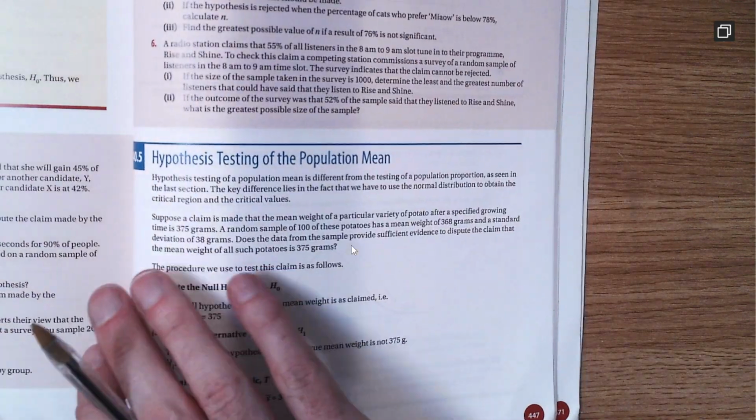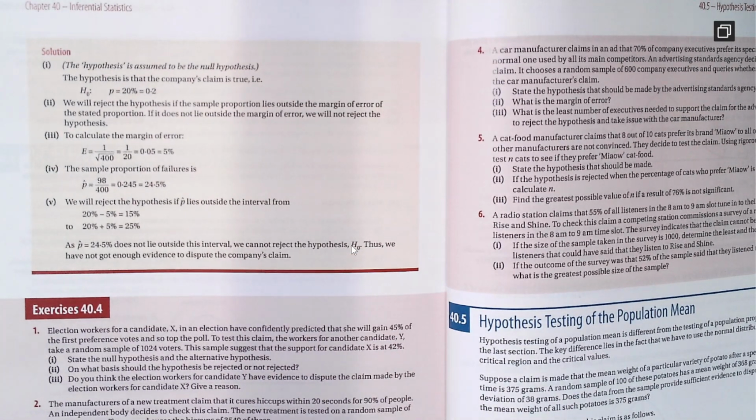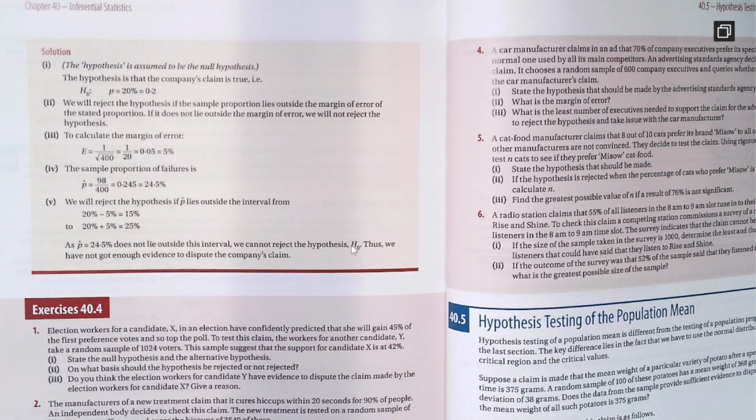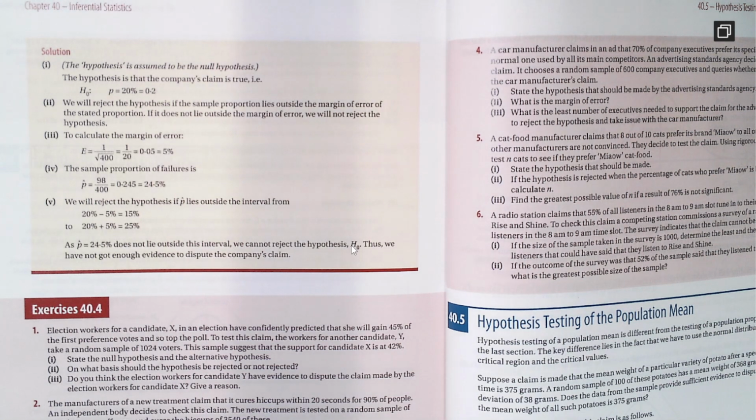Fairly straightforward. The company said that only 20% of the products fail within the first 5 years. So we state the null hypothesis as P equals 20%, which is 0.2. The alternative hypothesis H1 is that P is not equal to 0.2. We will reject the hypothesis if the sample proportion lies outside the margin of error of the stated proportion. If it does not lie outside the margin of error, we will not reject the null hypothesis.